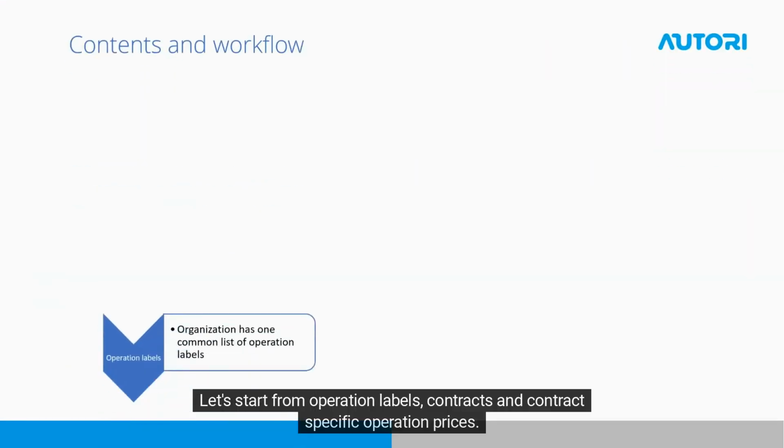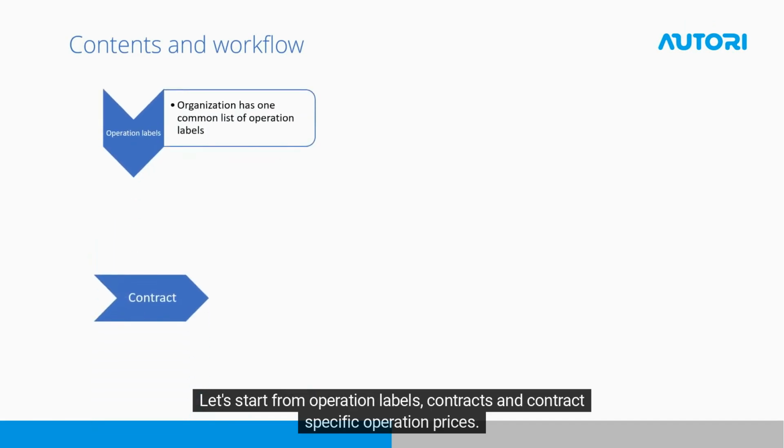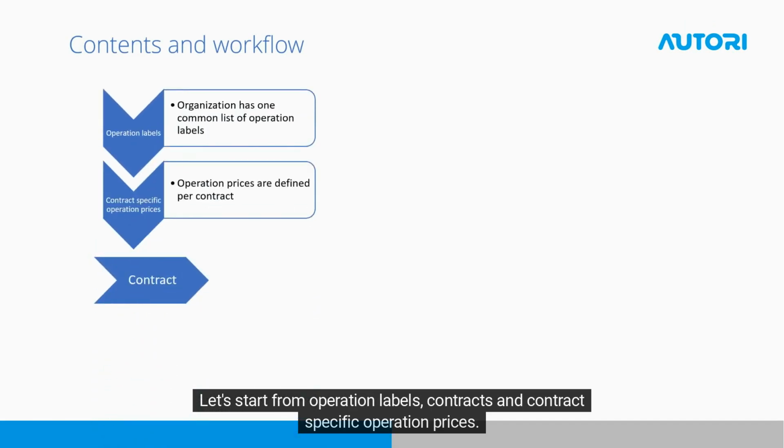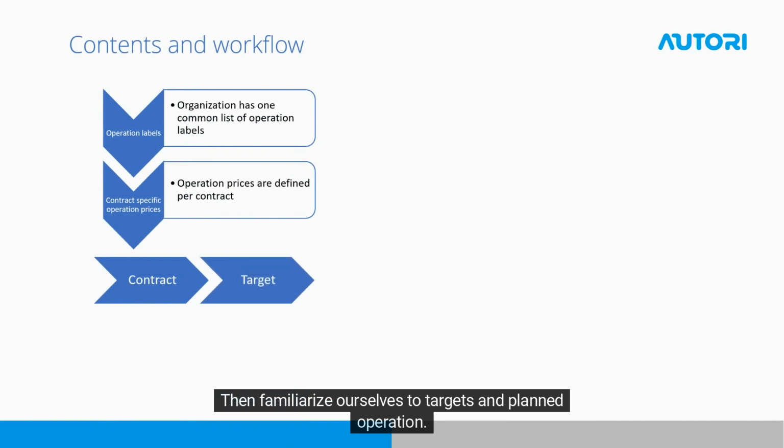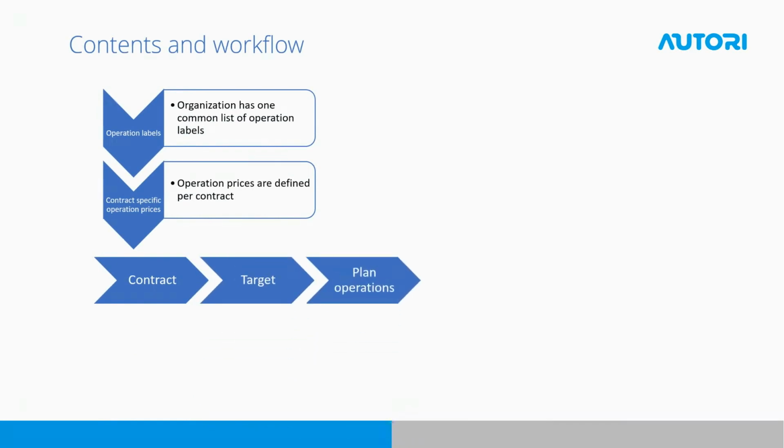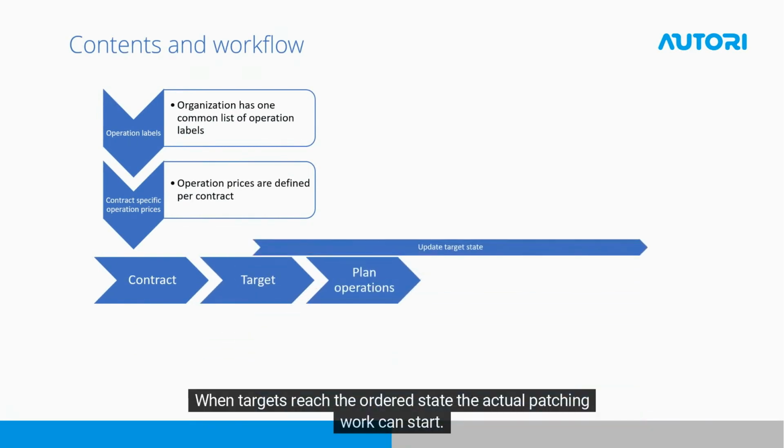Let's start from operation labels, contracts, and contract-specific operation prices. Then familiarize ourselves to targets and planned operation. When targets reach the ordered state, the actual patching work can start.